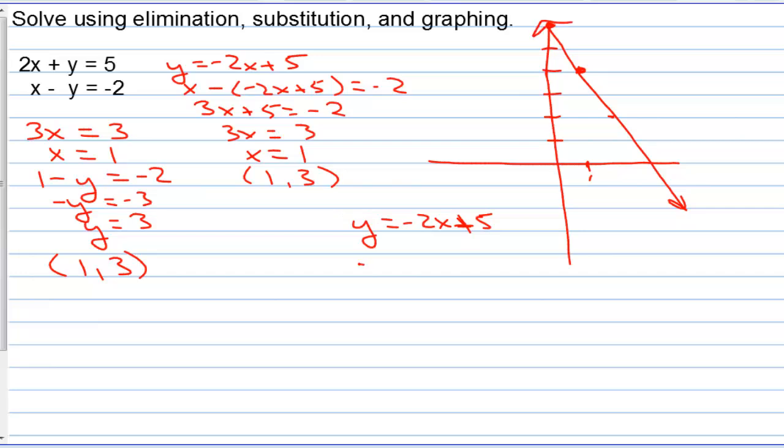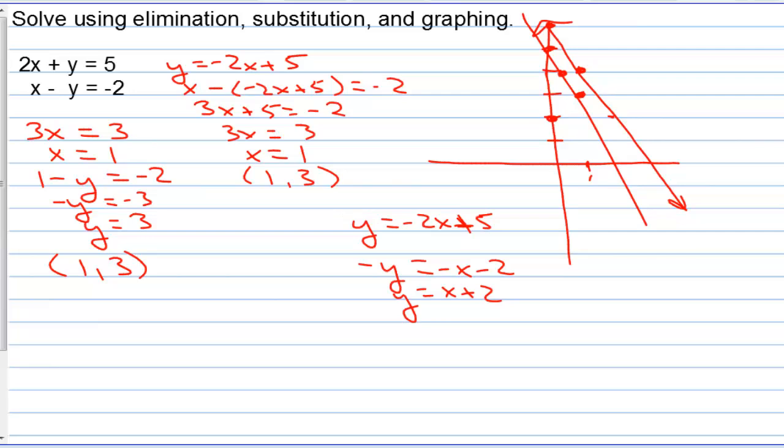Let's get the second one into slope-intercept form. So y equals x plus 2. So we go up here to 2. 1, 2, 3, 4. Oh, I did it up to 6. Here, here. So then up to, down 1, 2, and over 1. But I made a mess out of that, didn't I?